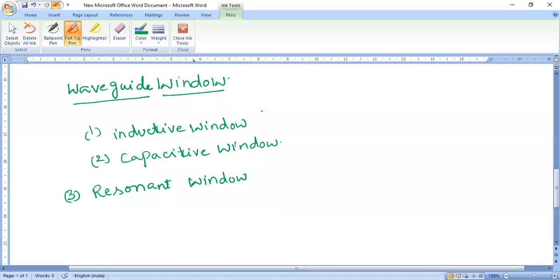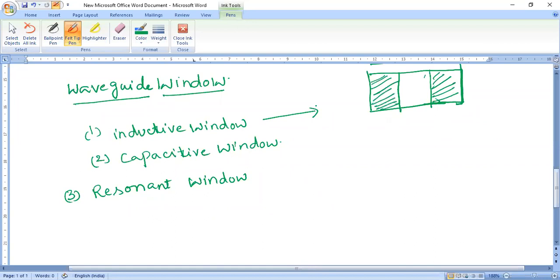So what is an inductive window? I told you it's a waveguide. Conducting plates are inserted inside the walls. If conducting plates or sheets are placed like that in the waveguide, then it is called an inductive window.